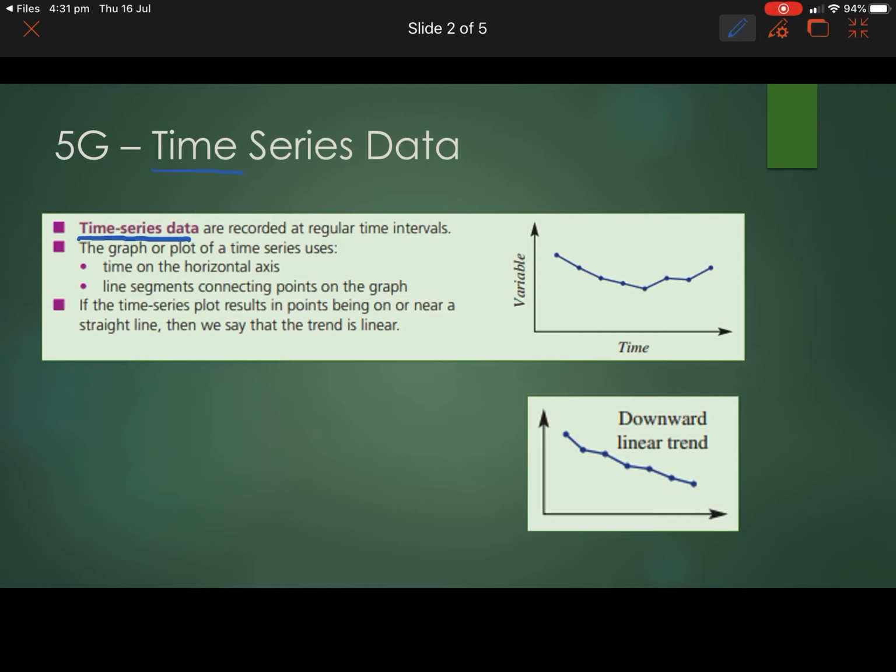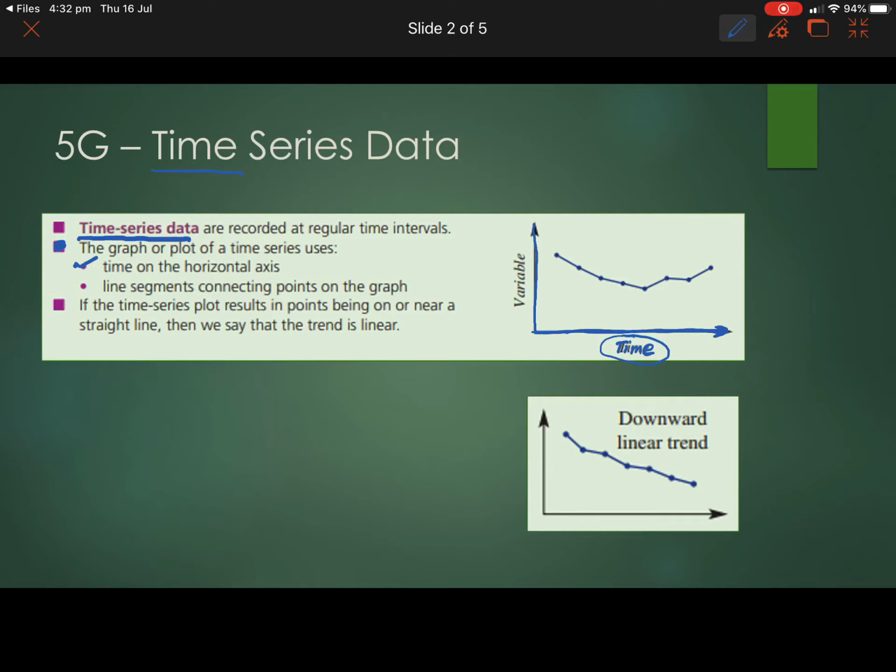So, key points: the graph or plot of a time series uses time on the horizontal axis. This is what we call an axis, these lines here with the arrows at the end. Horizontal means this one down the bottom, and see how it's time. When we're looking at time series data, time is always on the bottom. It's always there. And so that's this one.